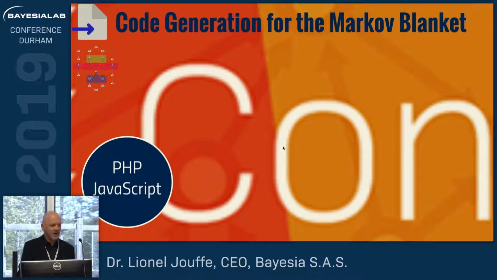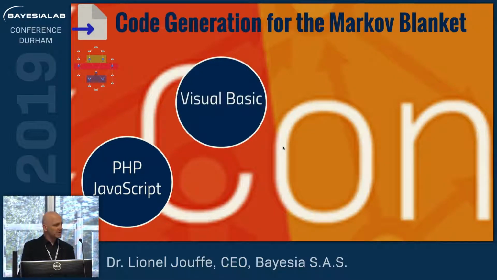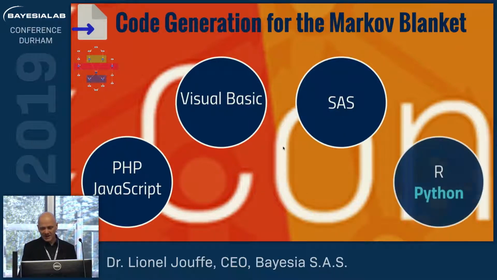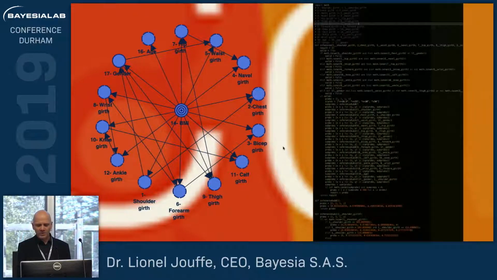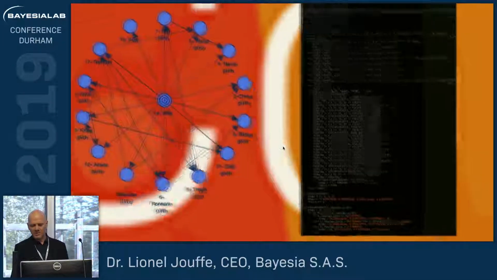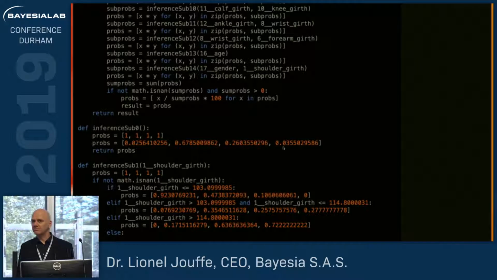We have a way to generate PHP, JavaScript, Visual Basic, SAS, and R, and now Python because of you, Stephen. We are always close to our customer, right? So now you can generate code in Python. This is the example with the target node BMI. You generate the code, and then you have this Python code that you can use. You don't need BayesiaLab then for computing the priority of your target node.